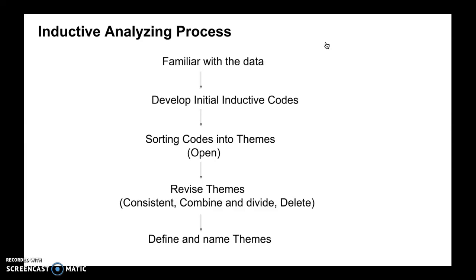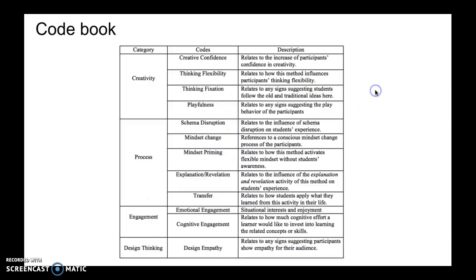So first, I tried to get myself familiar with the data. I read the data line by line, several times, and tried to develop the initial inductive codes. This is the code book I developed, which includes all the inductive codes and their corresponding categories. The code book is actually a combination of the deductive codes and the inductive codes.